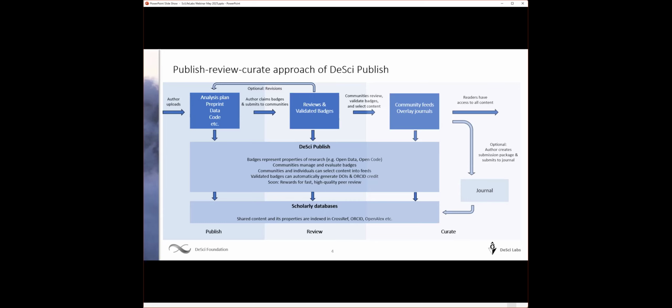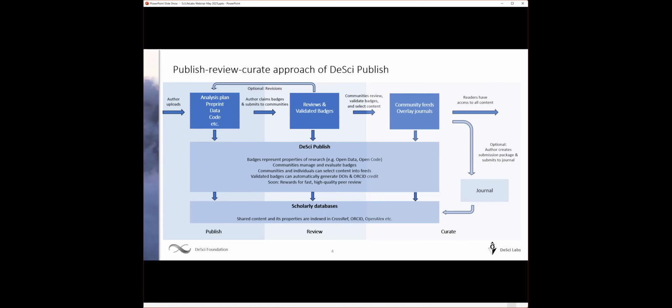The PRC model turns this around. So here, you're basically sharing your work very early on. And at any point in time when the authors feel ready, they can, for example, claim a badge that characterizes a specific attribute of their research, such as having an analysis plan or having open data, open code. These badges can then be evaluated and reviewed. So all this review activity actually happens on top of openly available content. And then as a final step, you can submit your work to a community or an overlay journal, and it can get curated into the feeds of these communities or overlay journals on the DeSci Publish application. It can also be curated into reading lists that individual users create, very similar to how you can have a Spotify playlist that you share with your friends. So curation happens then also on top of this openly shared content.